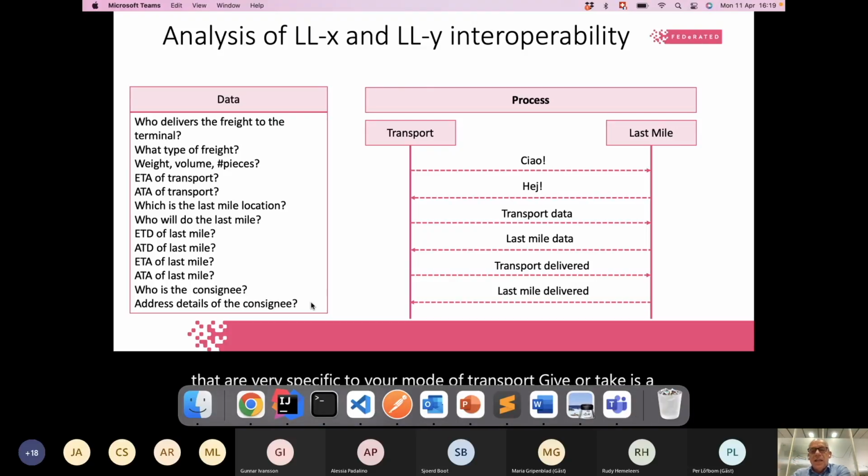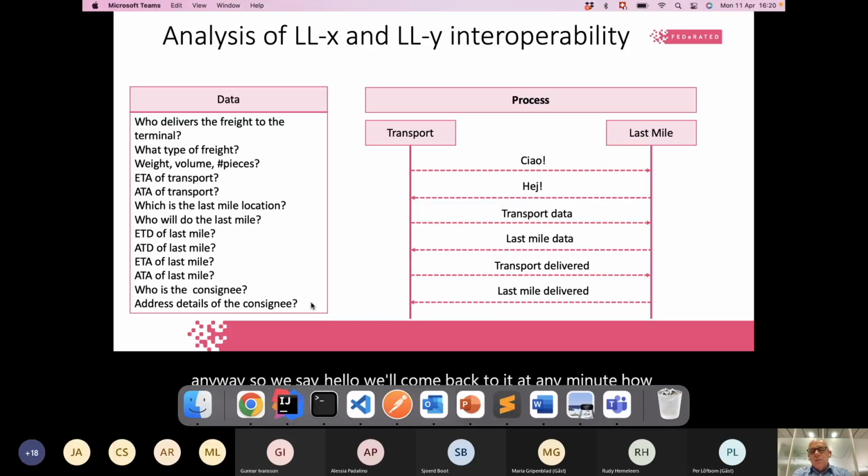And if you look on the right, so we have this transport company and then the last mile services company, or lab, I should call it. They have a very simple interaction. Hello, ciao, hi. My Swedish is not what it used to be, nor my Italian for that matter. But anyway, we say hello. We'll come back to that in a minute, why we say hello.